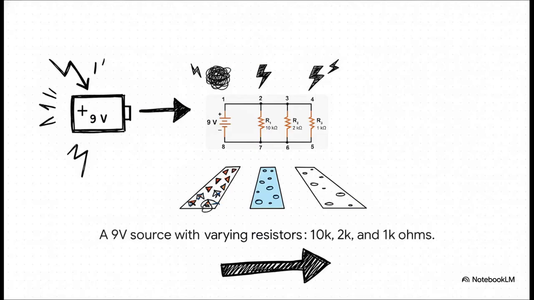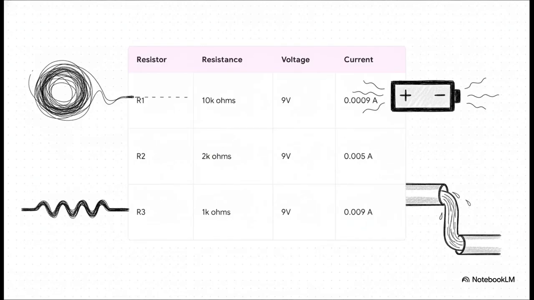What happens when the branches aren't perfectly identical? Let's say we introduce a 9-volt source to three drastically different resistors. We're talking a 10,000 ohm, a 2,000 ohm, and a 1,000 ohm resistor. Suddenly, these available paths offer completely different levels of difficulty for the electrical flow. We've essentially set up an environment where the current has to distribute itself unevenly, entirely based on finding the path of least resistance. Let's move along and see how this builds.